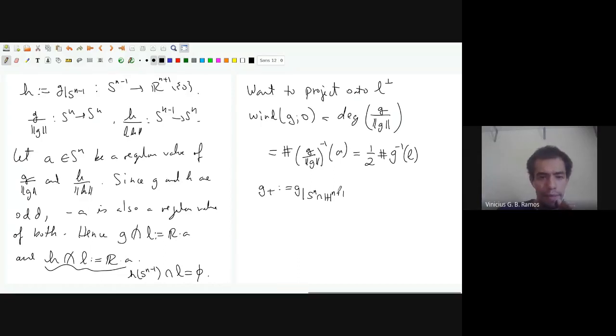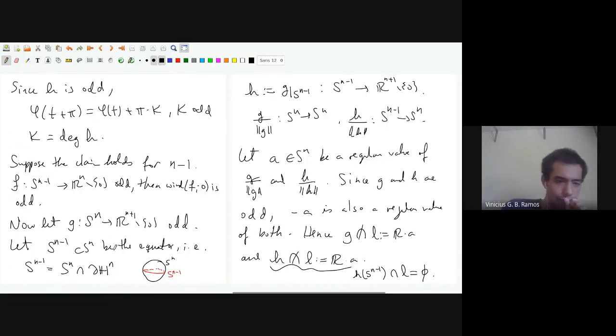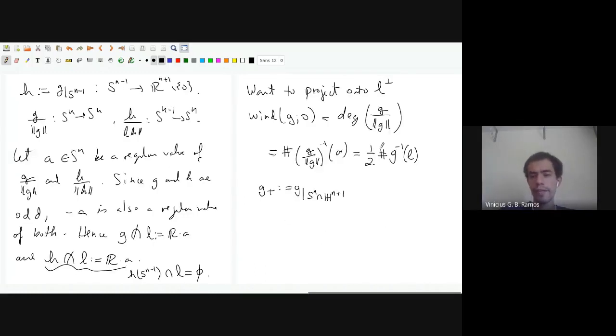Oh, by the way, I think this has to be an Hn plus 1. Otherwise, it doesn't make sense, because Sn sits inside of Rn plus 1. This sits inside Rn plus 1. If I look at this part here, this is my northern hemisphere, for example, and I'm defining G plus to be the restriction of G to this.